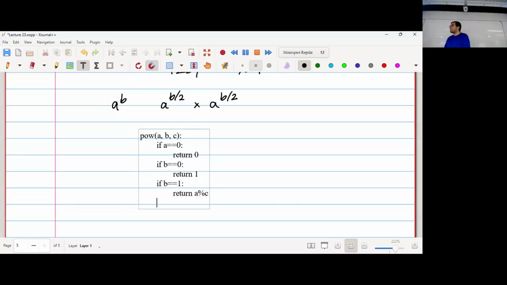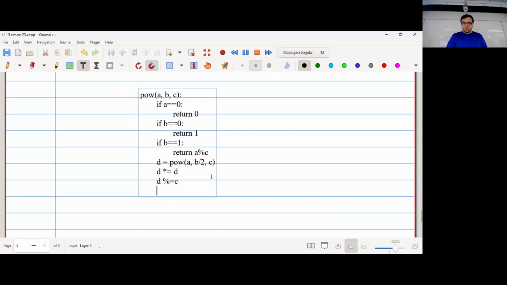And in any other case, I find a to the power of b over 2, and I multiply it by itself. Now, again, I have to do a case where is b odd or even, right? So let's say that, let's call it d, is a to the power of b over 2, and I'm assuming integer division here, modulo c. And then I'm going to multiply d by itself, and take the remainder modulo c.